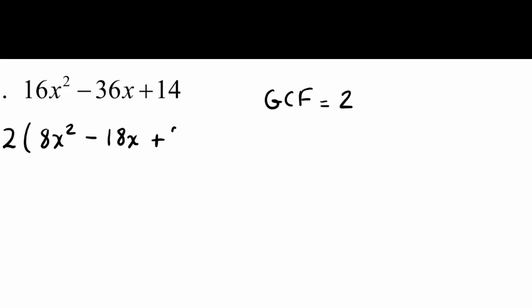All right, here comes the next. In this next problem, let's factor. Do you notice a GCF? Yep, there's a GCF this time around. We have a 2. So our first step is to factor out the 2, which leaves us 8x squared minus 18x plus 7. And now we have a trinomial.